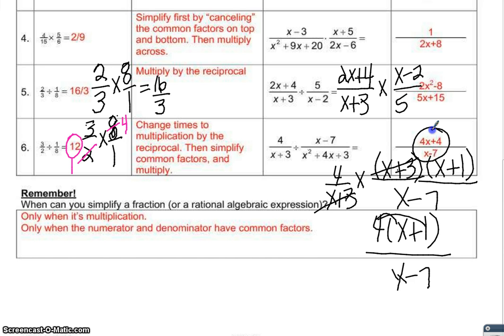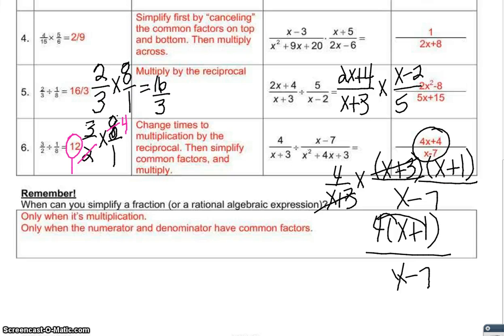So it says, remember, you can simplify a fraction or a rational algebraic expression only when it is multiplication. Only when the numerator and the denominator have common factors am I able to reduce and cancel the like terms. Okay, so let's look at the next page.